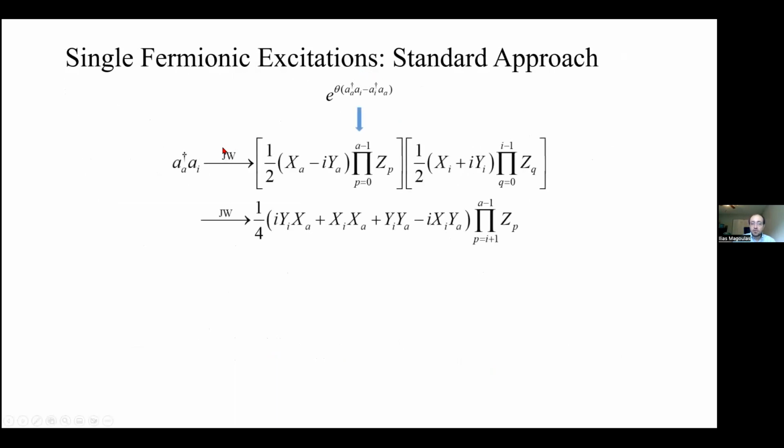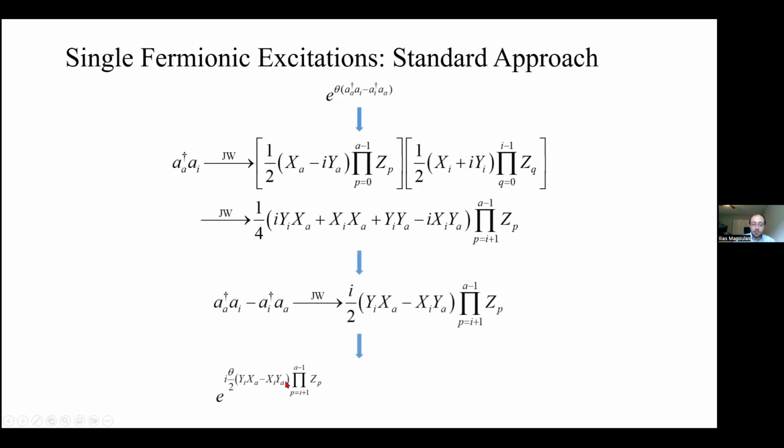I will start with a simple example of a single fermionic excitation, and this will be the standard approach. This is how your unitary looks. We can then use the Jordan-Wigner transformation to translate the individual components into their corresponding X and Y gates. And this is how your exponential will look on the quantum device. For the last step, we use the fact that Pauli strings that originate from the same second quantized operator commute, which allows us to represent this exponential exactly as a product of exponentials.